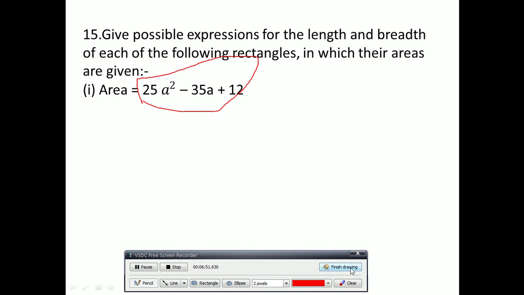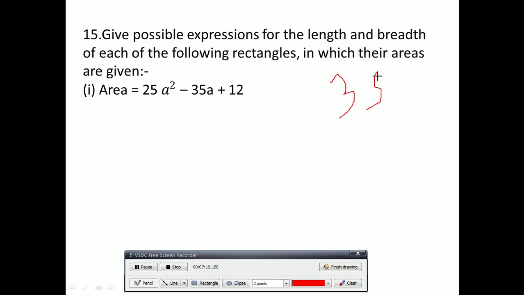So what will we do? We will find the factors of this area. So how can we find the factors? We can apply the splitting the middle term method. So how can we apply? First, we will check. We have to split minus 35, or we are taking only 35, students.